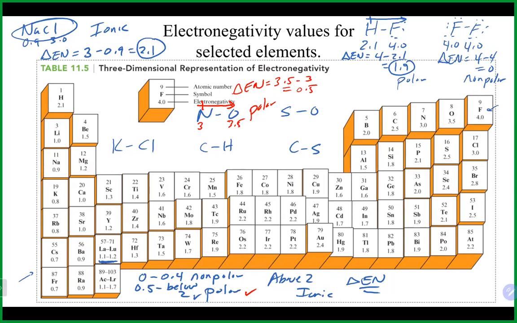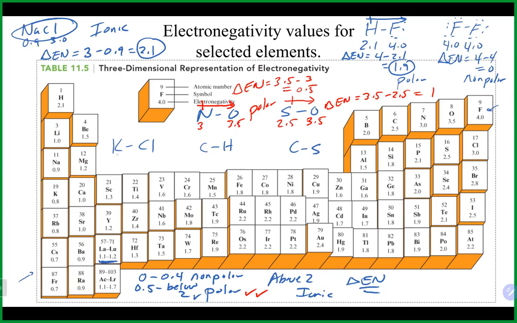If we look at sulfur, that's 2.5. Oxygen is 3.5. Our difference in electronegativity would be 3.5 minus 2.5. Once again, just take the larger number minus the smaller. That gives us a 1, which once again would drop us into our polar bond. And we would draw the arrow towards the oxygen in this case.